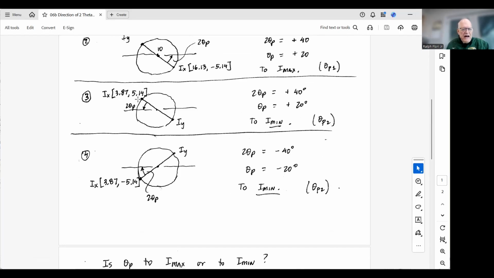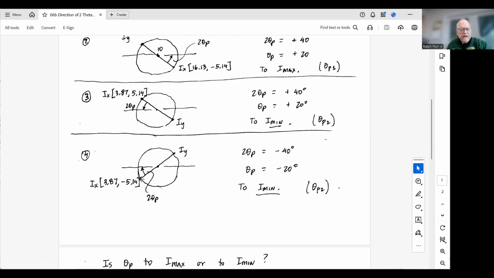If we plot Ix here, then its coordinates are 3.87 and 5.14. If you plug these into the equation, you get 2 theta p is positive 40, or theta p is positive 20. And so positive is counterclockwise, which takes us down to here. And this is the nearest I principal to Ix, and it's I minimum.